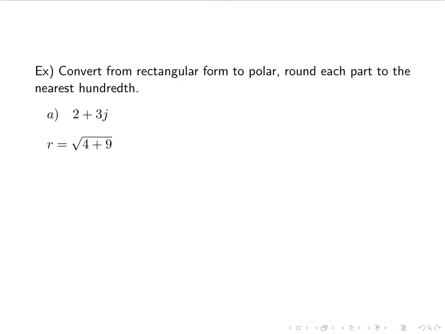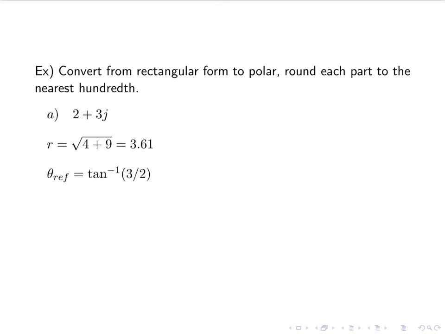R is going to be the square root of a squared plus b squared. So 2 squared is 4, 3 squared is 9. That would give me the square root of 13. Rounded to the nearest hundredth would be 3.61. Remember that your r is the hypotenuse of the triangle, so your r has to be bigger than both a and b in absolute value and less than the sum of the absolute values. So I know it's got to be at least 3, and it can't be more than 5. So 3.61 makes sense.